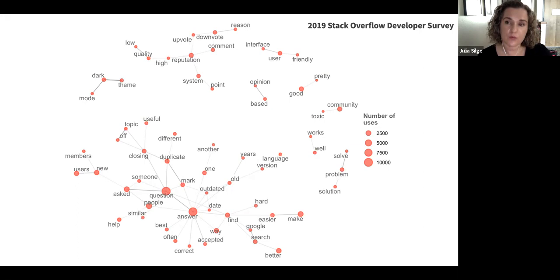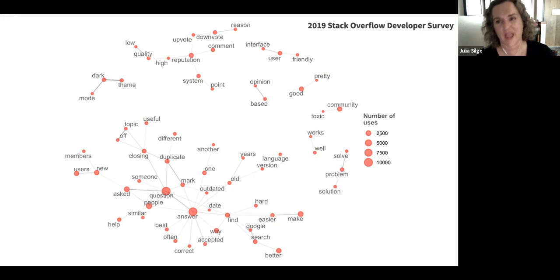So what this plot shows us is a network of bigrams, of words that were used together on the Stack Overflow developer survey a couple of years ago. This is that same survey I showed you the very simple counting visualization for, but I think this is a different question. Oh my gosh, I lost it. I've got so much stuff on my screen right now. Okay, so this is a question where we ask users on the Stack Overflow developer survey what is the thing that they would change on Stack Overflow if they could?